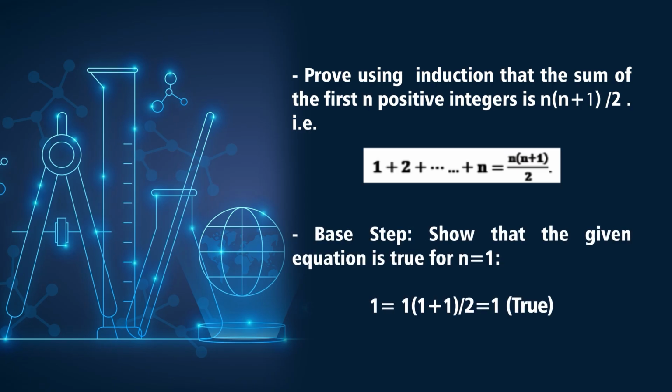So, what is going to be the base step? Let us show that the given equation is true for n equals 1. When we take n equals 1, only one term is there and the value of that one term is 1. And what is going to be the value of n into n plus 1 by 2? Since n is 1, it becomes 1 into 1 plus 1, which is 2 by 2, which is basically 1. So, hence the first condition, that is the terminal condition, is true.